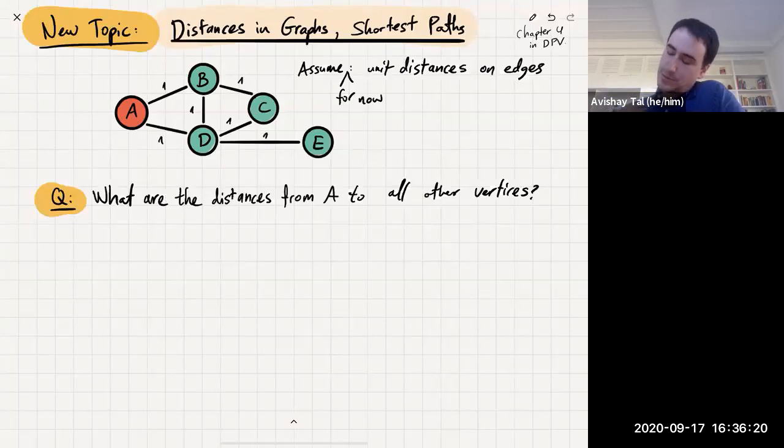What is the distance between A and, let's say, B? Well, A and B are neighbors, and so the distance between them is 1. What is the distance between A and C? Well, you need to go over 2 edges in order to get from A to C. So the distance is 2, and you cannot do it in less than 2.